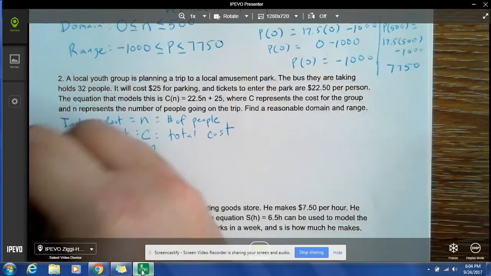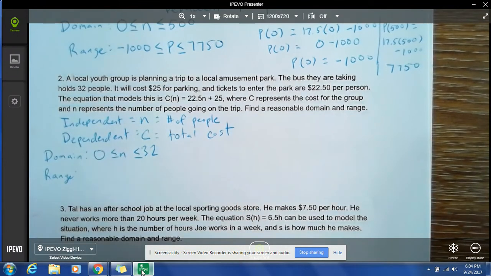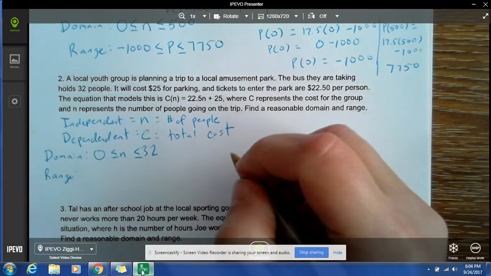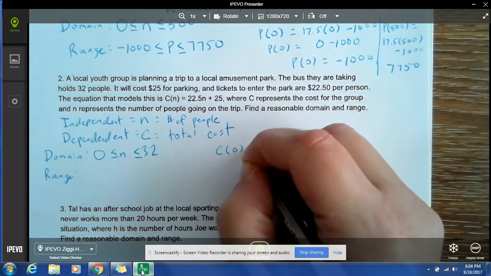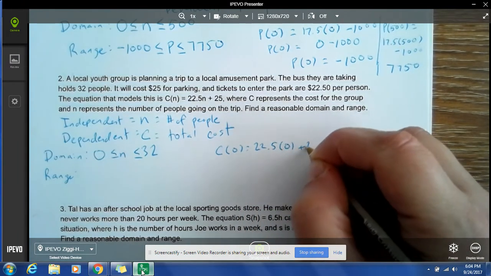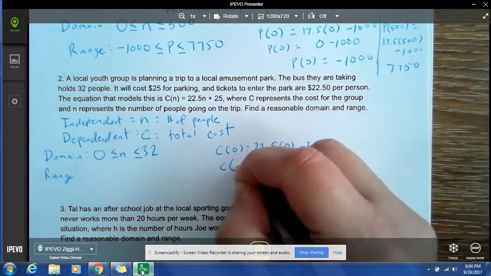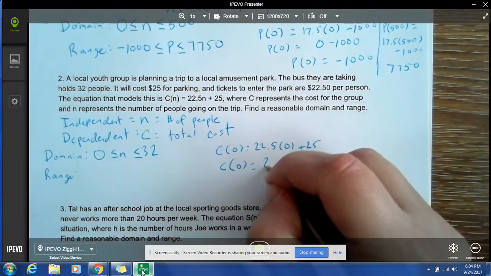All right, to figure out our range, basically we're going to figure out the cost for 0 people and the cost for 32 people, because that's our highest and lowest cost. So we need to figure out C of 0, which would be 22.5 times 0 plus 25. Now if we do some calculations, that comes out to $25.